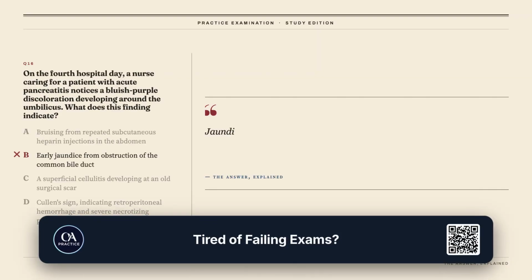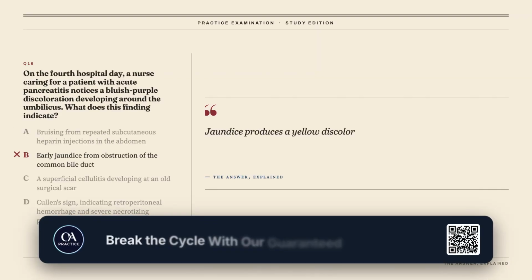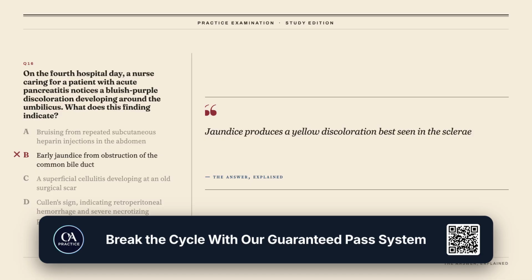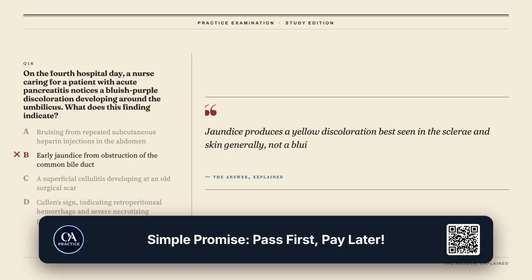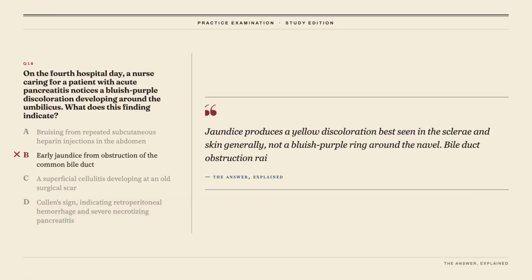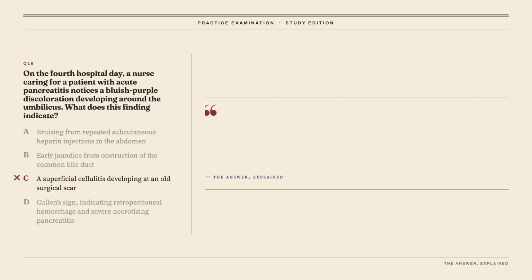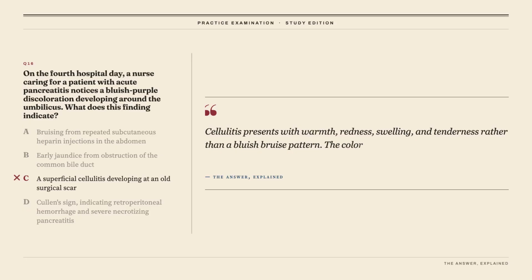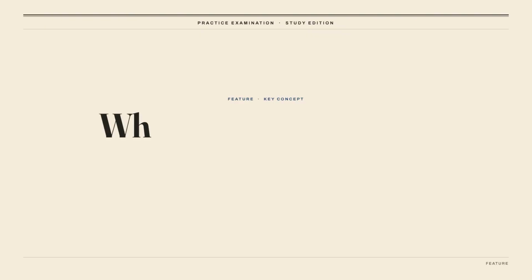B is wrong because jaundice produces a yellow discoloration best seen in the sclerae and skin generally, not a bluish-purple ring around the navel. Bile duct obstruction raises bilirubin rather than causing local bruising. C is wrong because cellulitis presents with warmth, redness, swelling, and tenderness rather than a bluish bruise pattern. The color and distribution here point clearly to retroperitoneal bleeding.